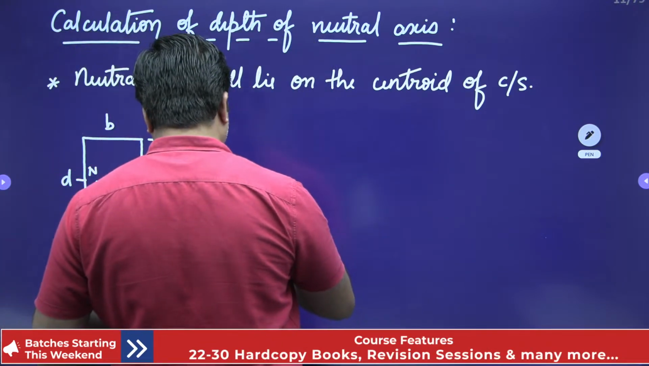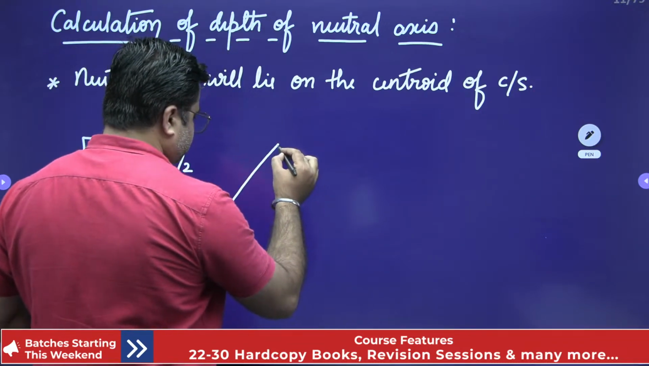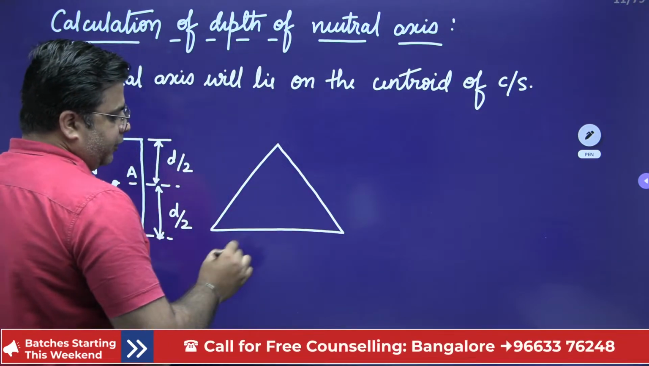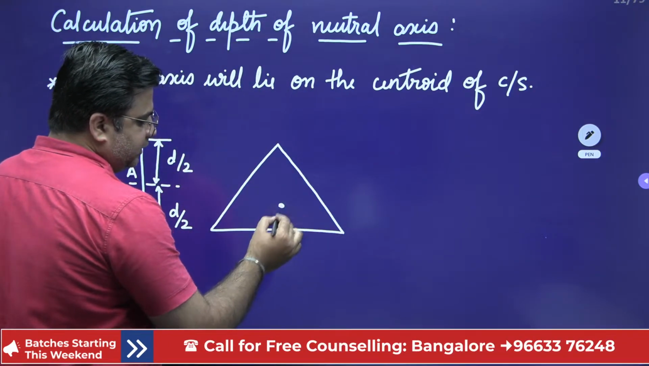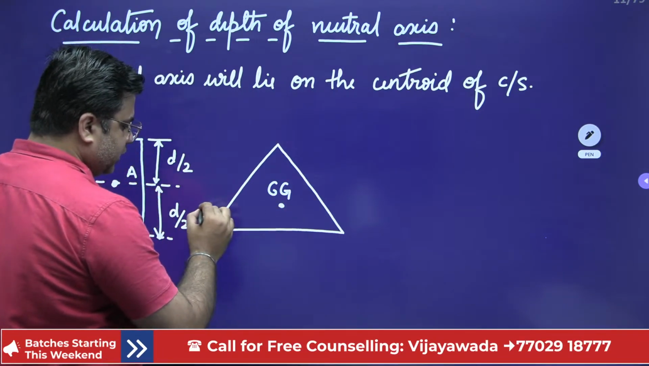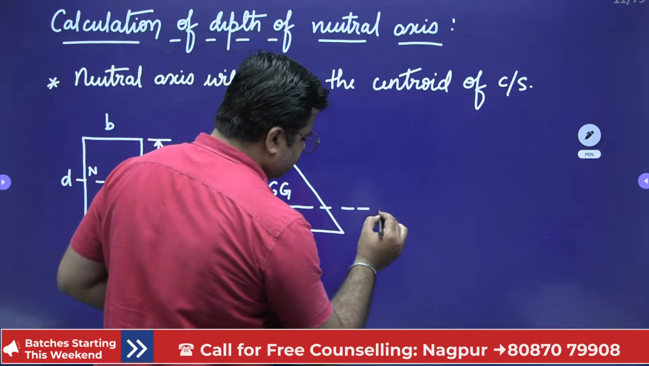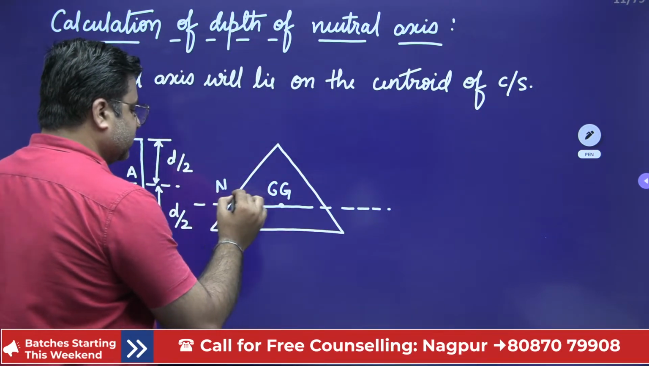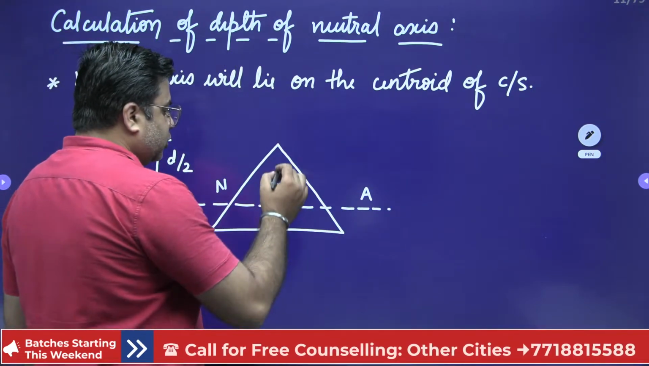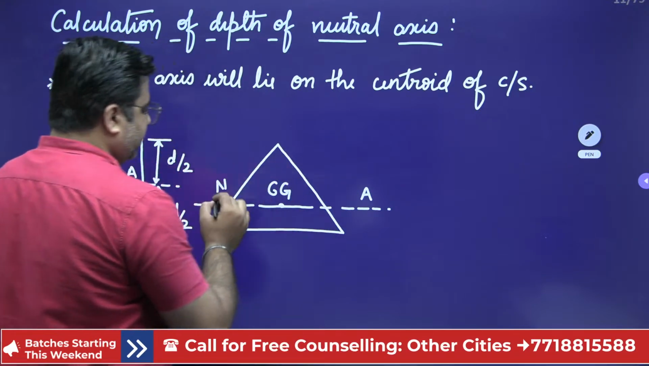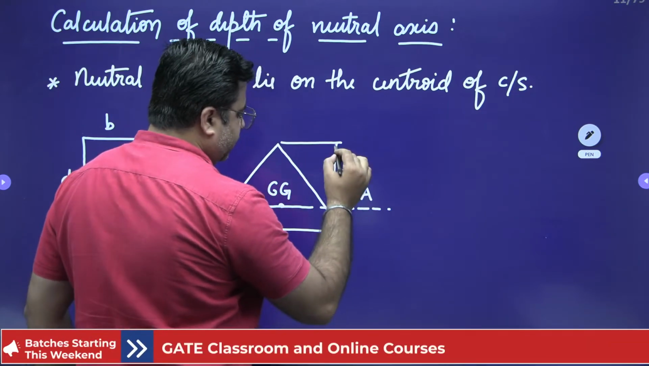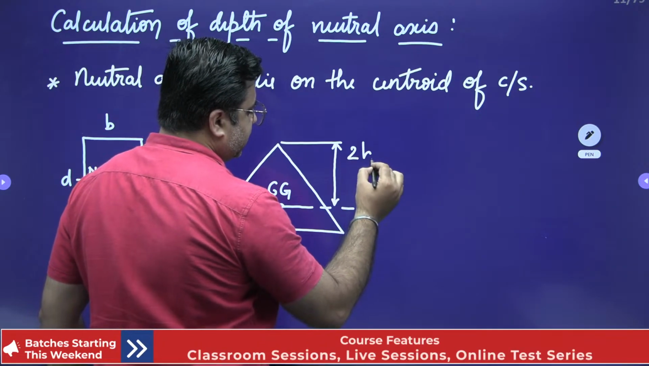Similarly, if I have a triangular section like this, for this triangular section, this is my CG. So my neutral axis will pass through the CG like this, right? This will be my neutral axis. And if I want to locate the position of the neutral axis, if h is the height of this triangle, this neutral axis will be at a distance of 2h by 3 from the apex.